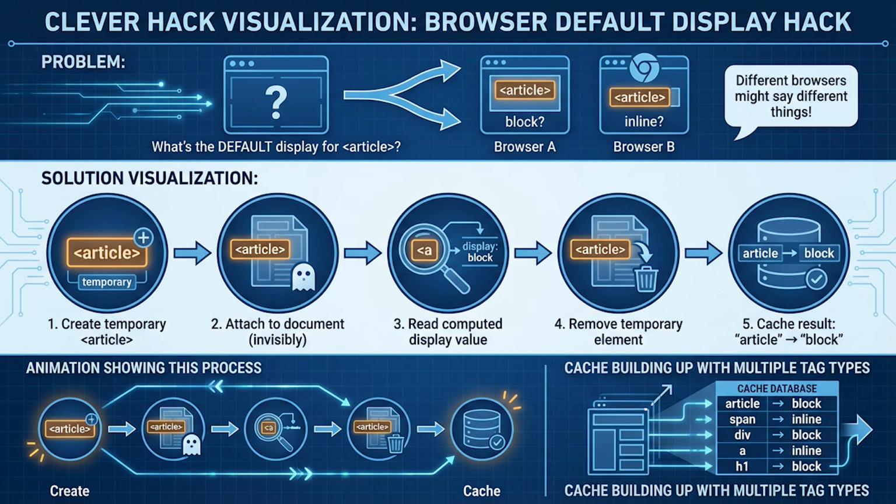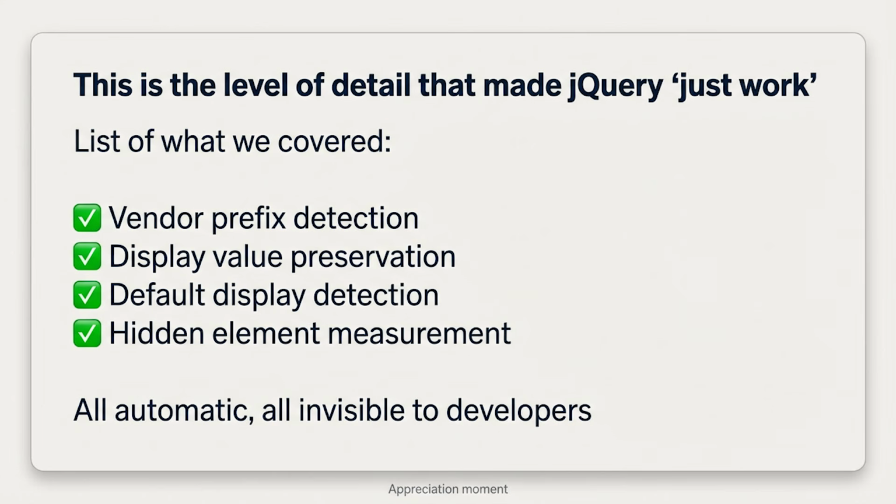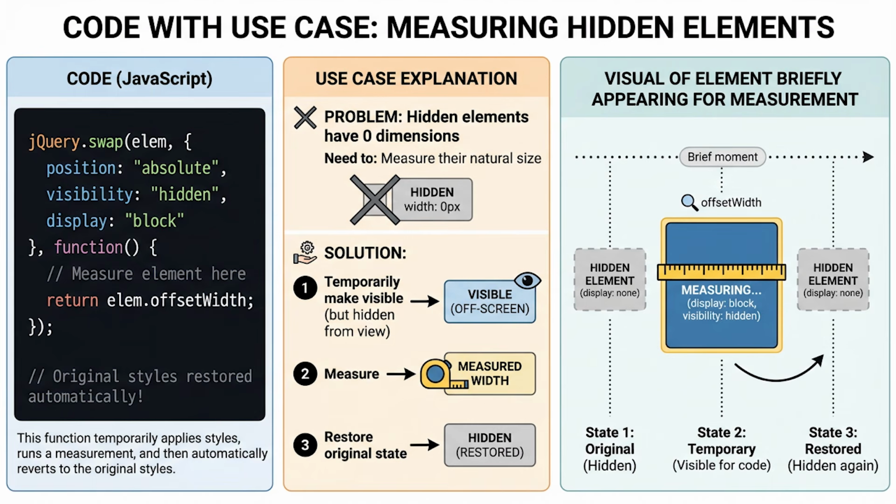There is even a function called getDefaultDisplay that creates a temporary element of the same type to figure out what the browser's default display value is for the tag. It then caches this per tag name. This is the level of detail that made jQuery just work. And there is swap, a function that temporarily changes CSS properties, runs a callback, then restores them. This is used internally to measure elements that are hidden, because hidden elements have 0 dimensions, but sometimes you need to know their natural size.